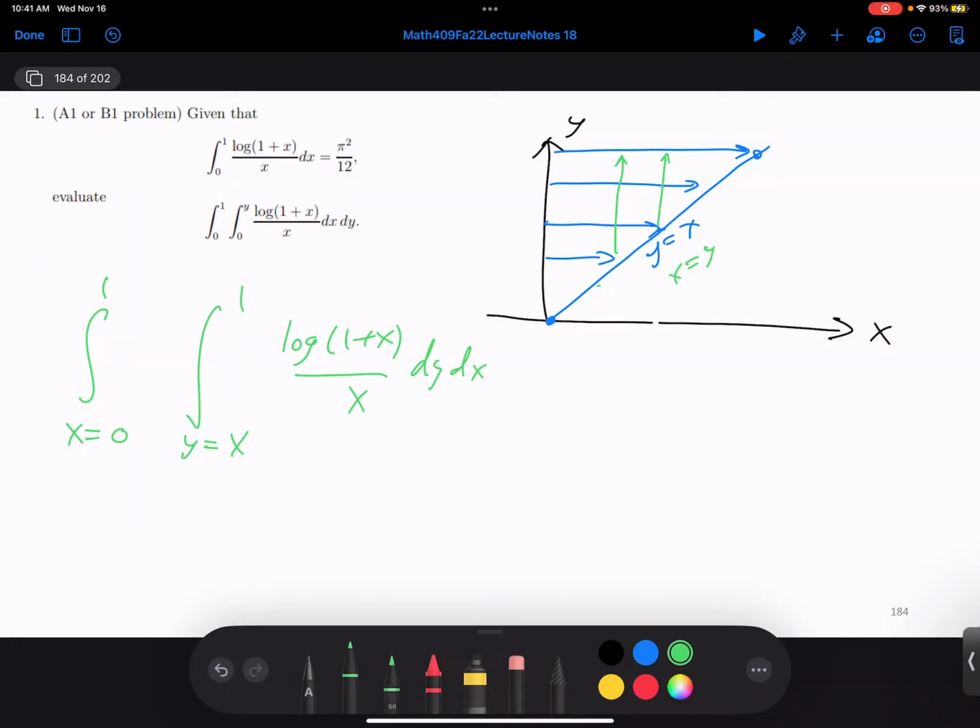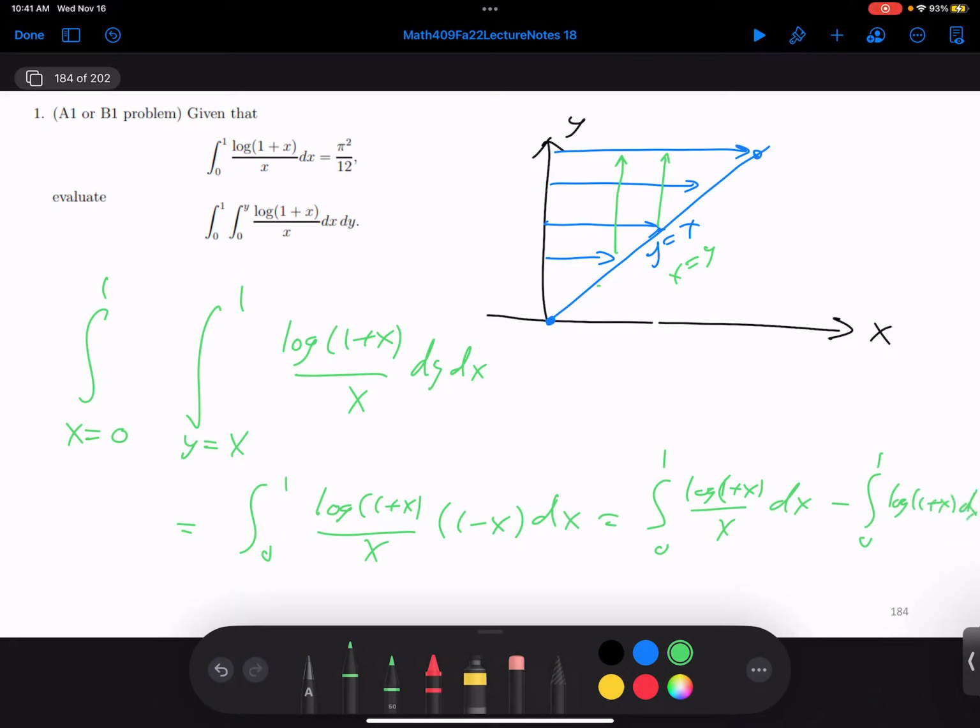So if we want to do this integral, what's the y integral going to be? Just 1 minus x, right? So we then get the integral from 0 to 1 of log of 1 plus x over x times 1 minus x, dx. And so this is the integral from 0 to 1 of log of 1 plus x over x dx, minus the integral from 0 to 1 of log of 1 plus x dx. So the first part, we know what this is. That's just pi squared over 12.